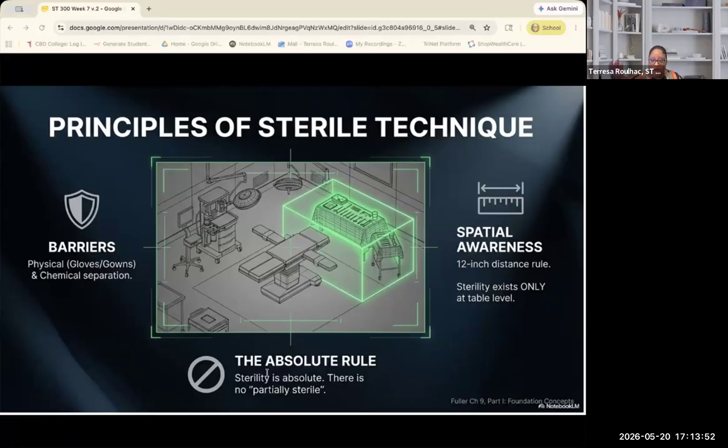If a sterile glove brushes against a non-sterile IV pole, it can happen. Is it still sterile? Right, it's not. Because contact equals contamination, full stop. Okay? Another thing the chapter brings up is spatial awareness. I have seen this concept come up. We look at the 12-inch rule. Okay? What can someone tell me about the 12-inch rule?